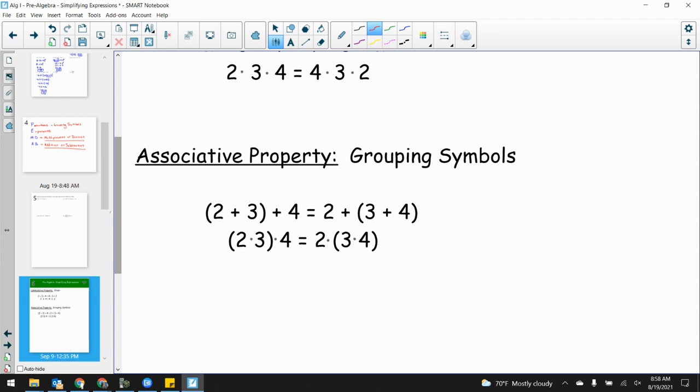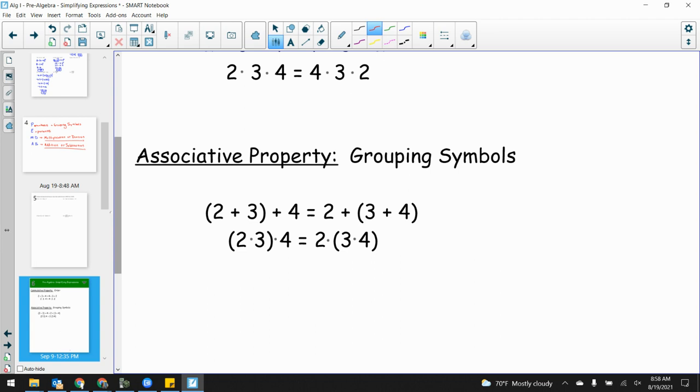So if I group 2 and 3 together to make 5, then add the 4, I get 9. Doesn't change the outcome. Or 4 plus 3 grouped together first to get 7, then add the 2 to get 9. Still does not change the outcome. I can change order or grouping and it will not change the outcome. Same thing with multiplication. I could group the 2 and the 3 to get 6, then multiply by 4 to get 24. I could group the 3 and the 4 together to get 12, then multiply by 2 to get 24. It does not change the outcome.